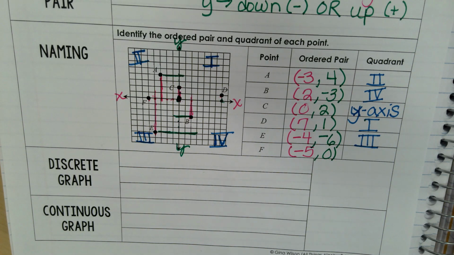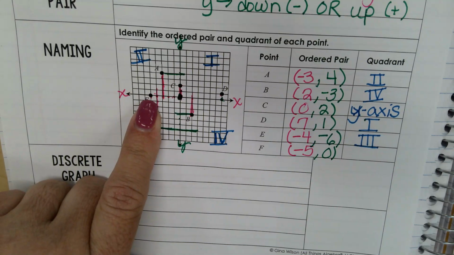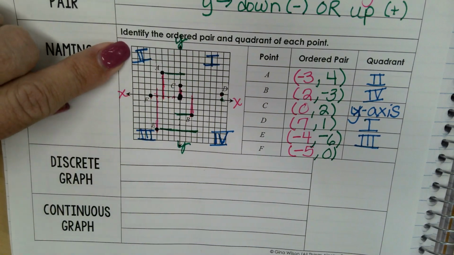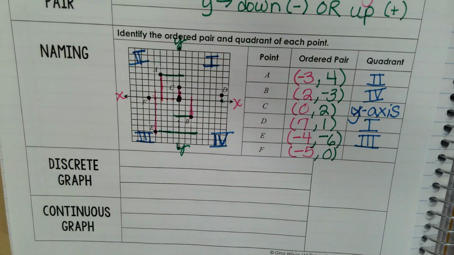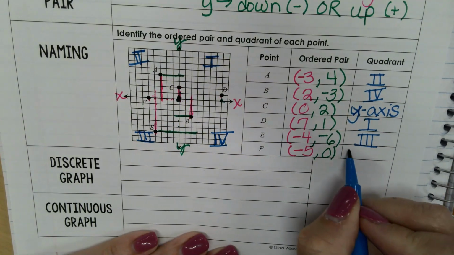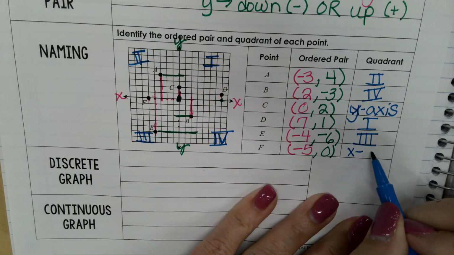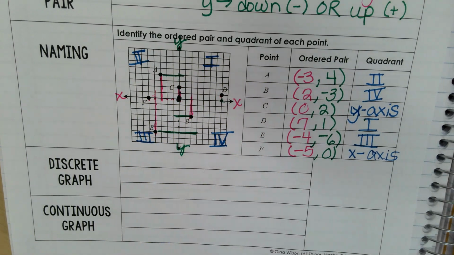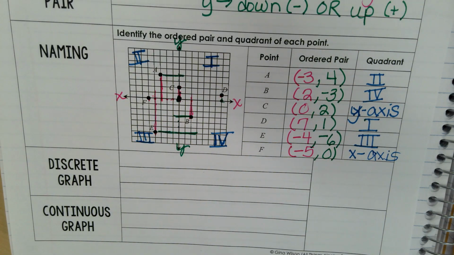All right, and what quadrant is point F in? Okay. Is it in a quadrant? Nope. It's in between 2 and 3, but that's not a choice. It's on the x-axis. Okay, so everything that we just did is a quick review, okay?